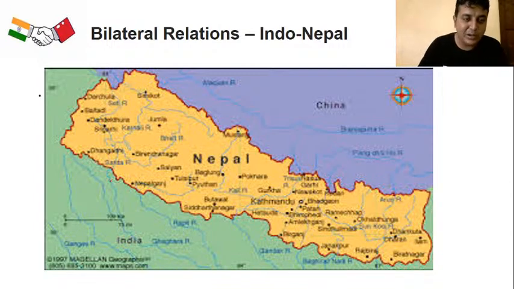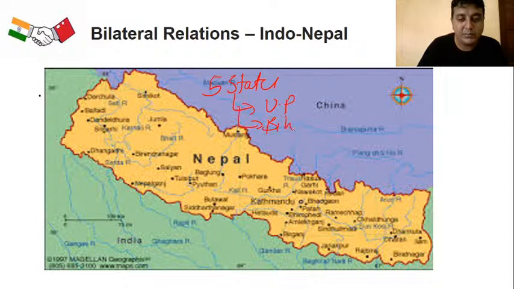So this is Nepal. As we know, five Indian states share a border with Nepal. The very famous ones are UP and Bihar. Yes, UP and Bihar share the border with it. Along with that, Sikkim shares the border here, and Uttarakhand.